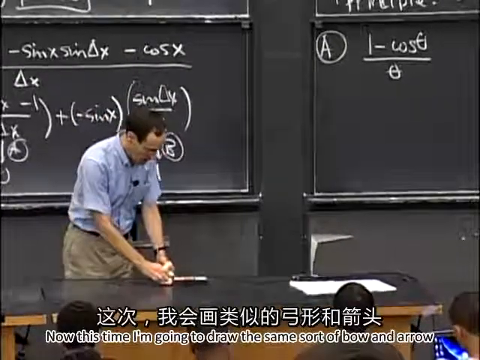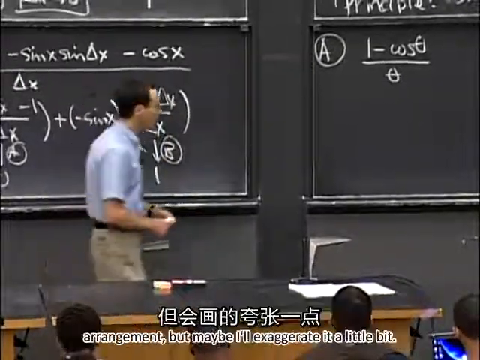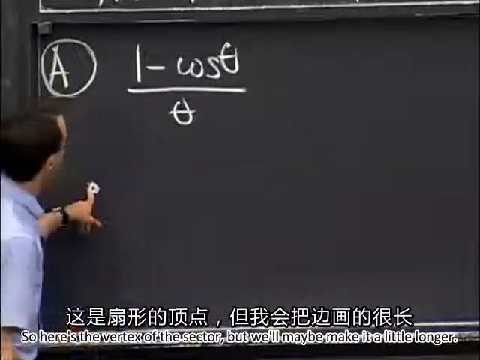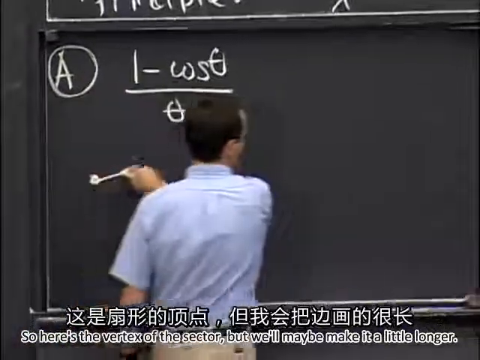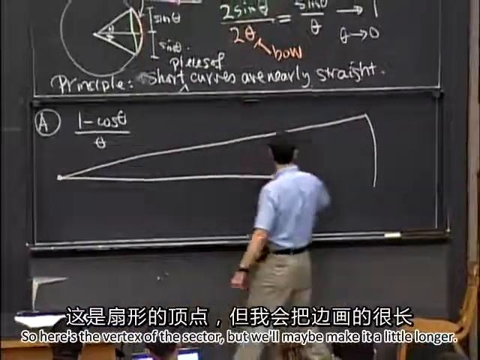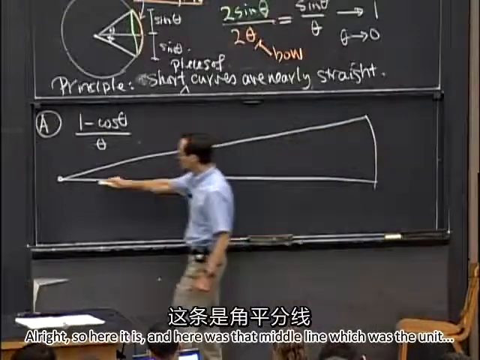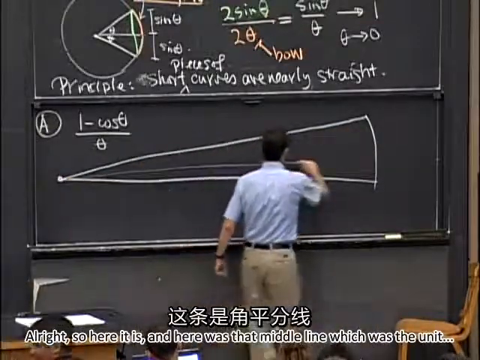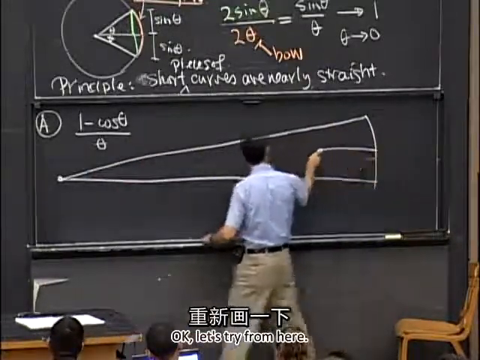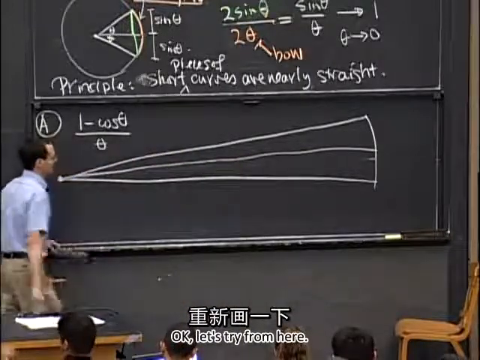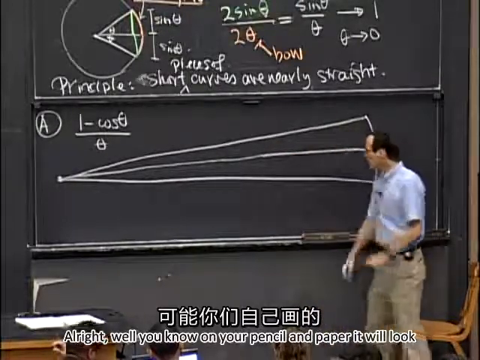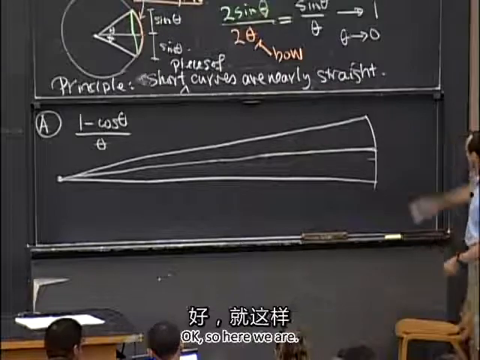Now, this time, I'm going to draw the same sort of bow and arrow arrangement, but maybe I'll exaggerate it a little bit. So here's the vertex of the sector, but we'll maybe make it a little longer. All right, so here it is. And here was that middle line, which was the unit. Okay, I think I'm going to have to tilt it up. Okay, let's try from here. Well, you know, on your pencil and paper, it'll look better than it does on my blackboard. Okay, so here we are.